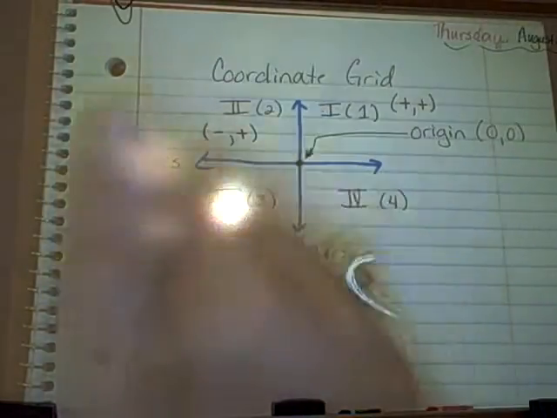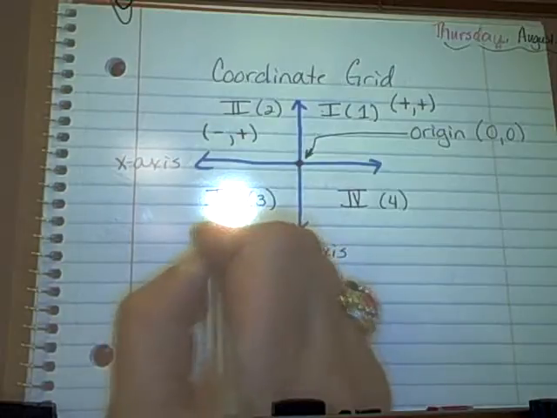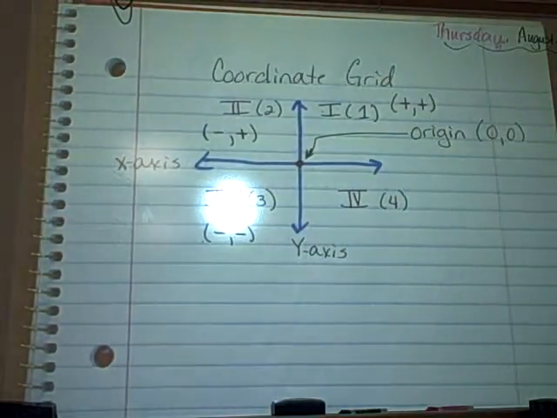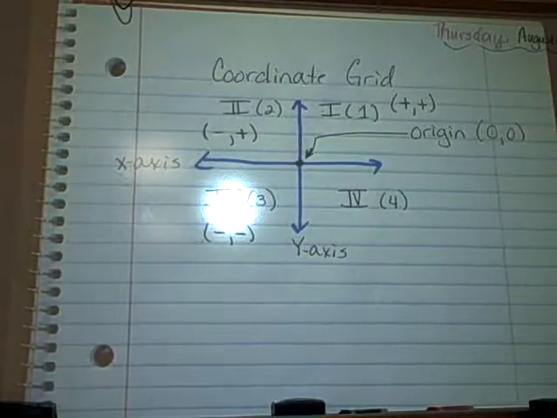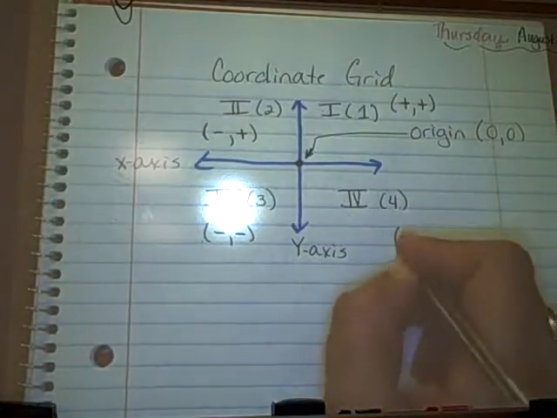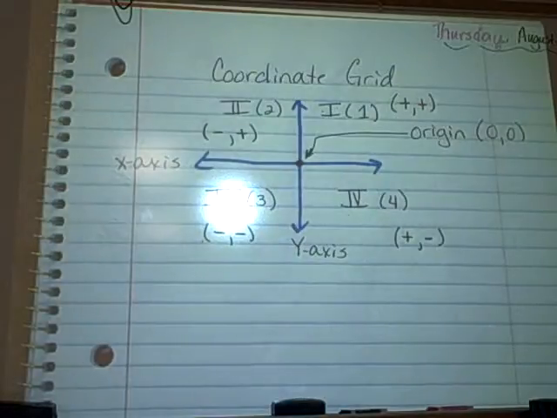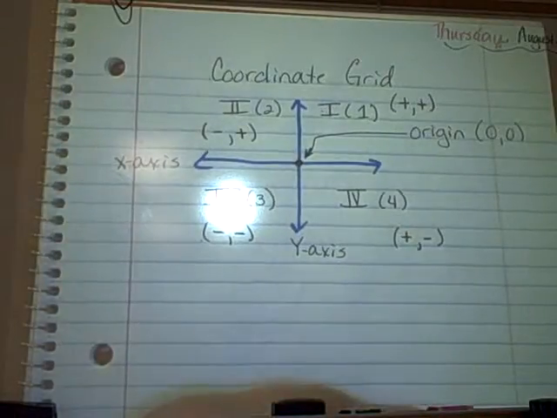Quadrant 3 is all negative. Quadrant 3, they just gave up and took a nap. Like they're done. It's all negative. Quadrant 4 is positive, then negative. And that's just labeling it. Nothing too fancy, nothing too special.